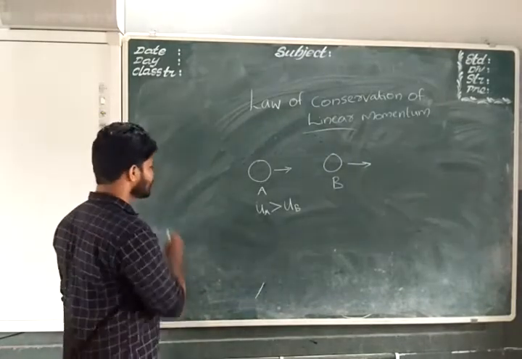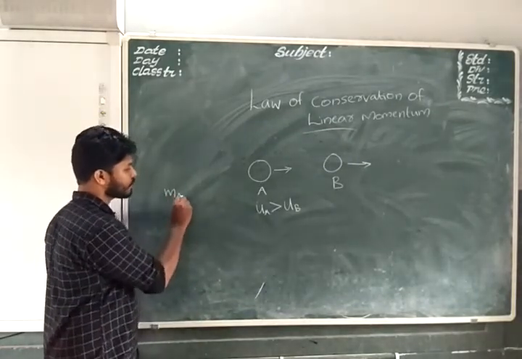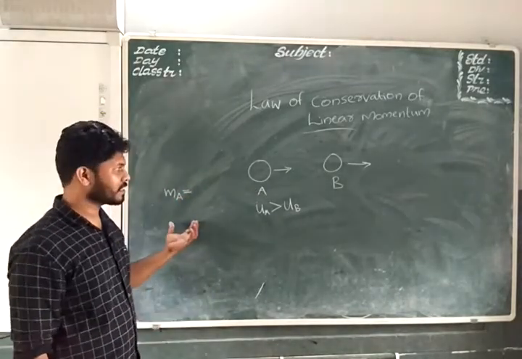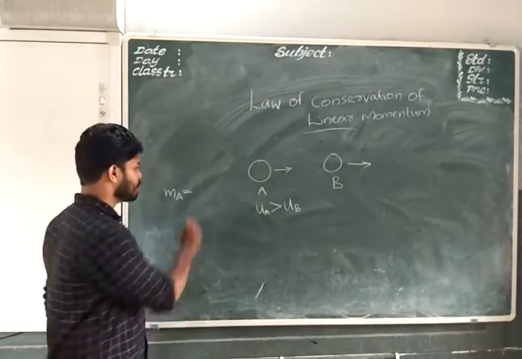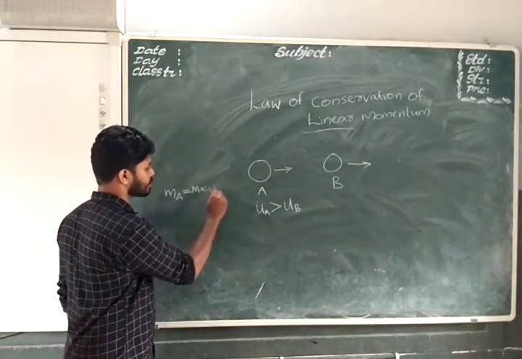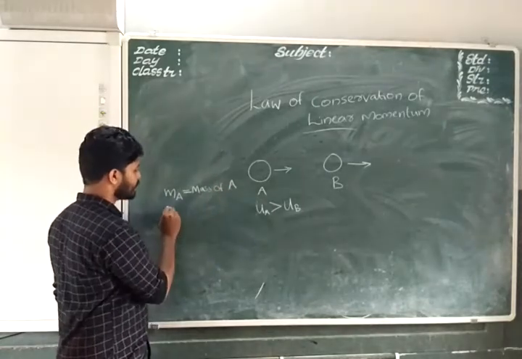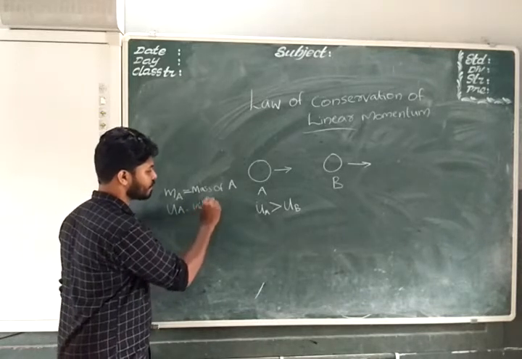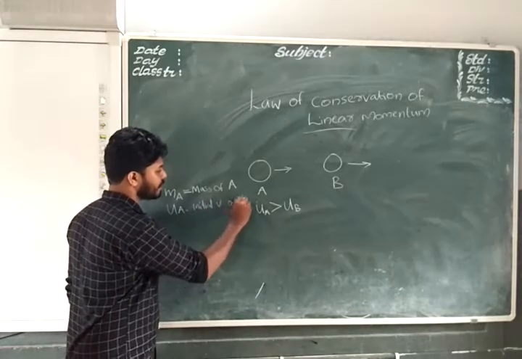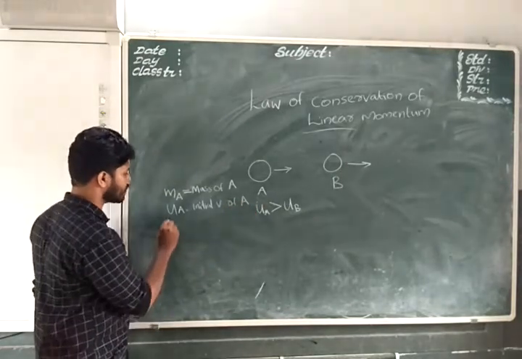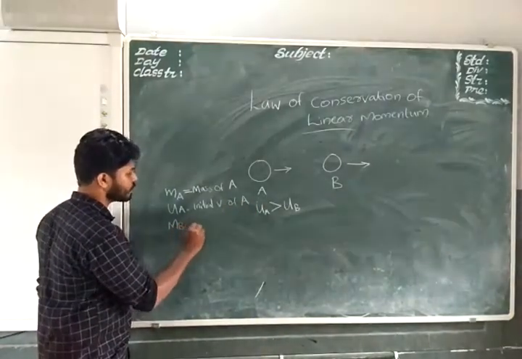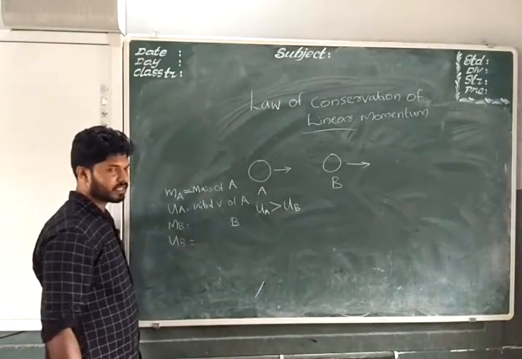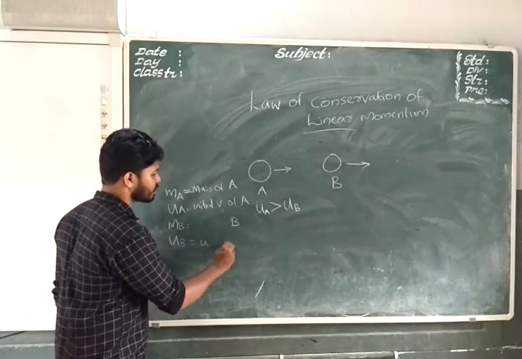See, let us take the mass of ball A equal to MA. So you have to write MA is equal to the mass of ball A. Then UA is equal to the initial velocity of A. Now next one, MB is equal to the mass of B, UB is equal to the initial velocity of B.